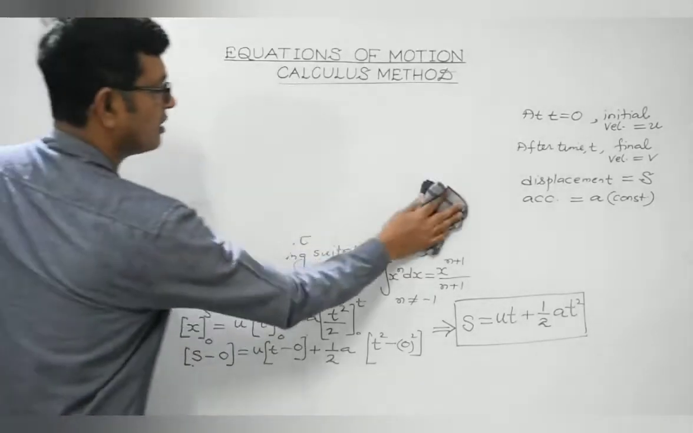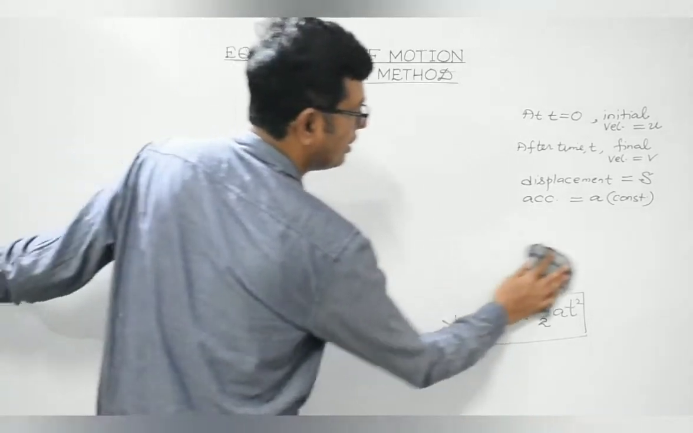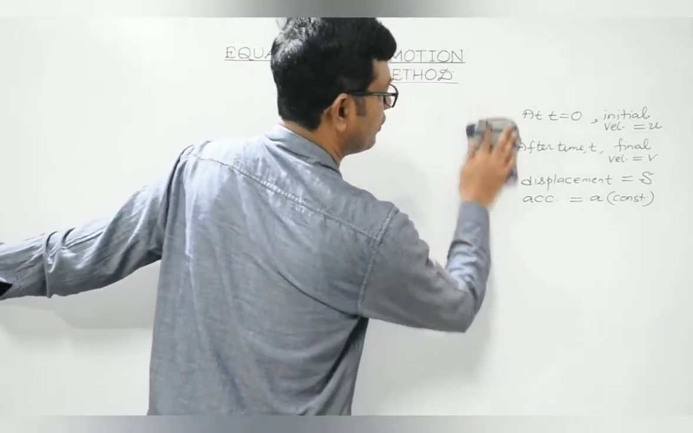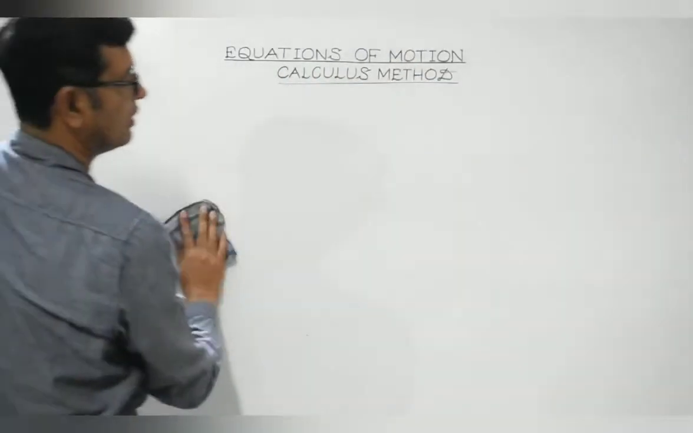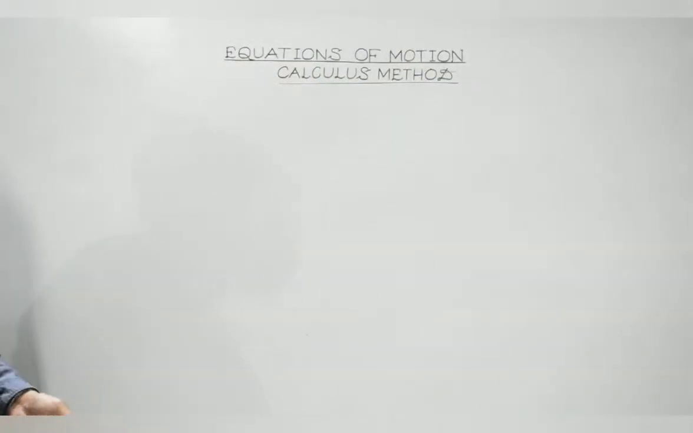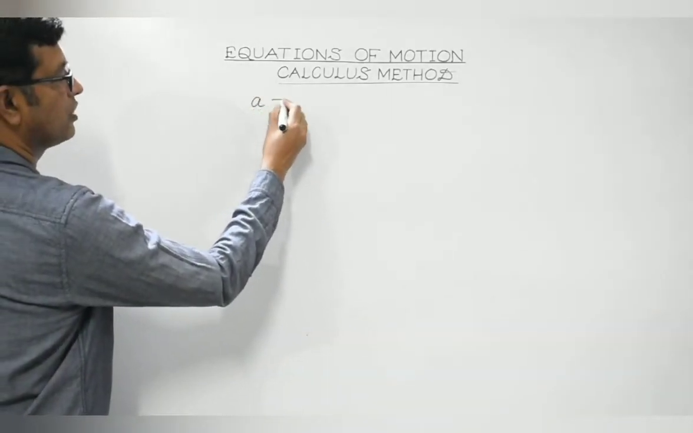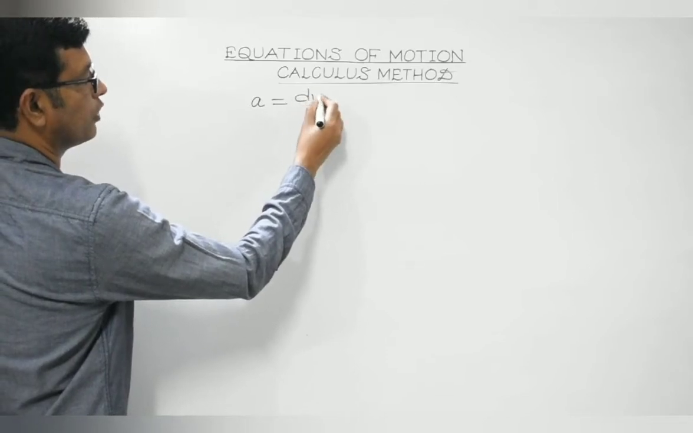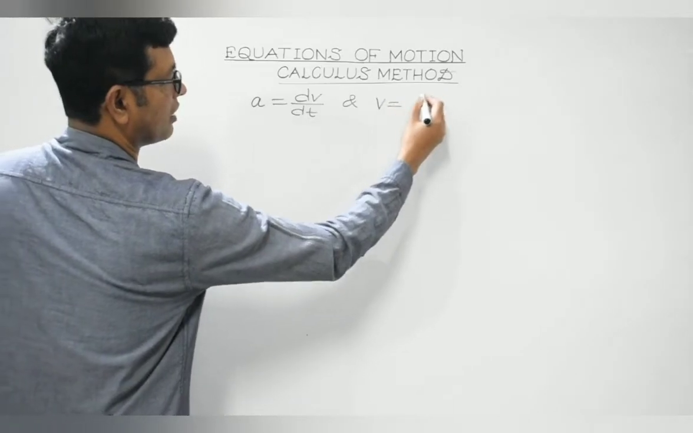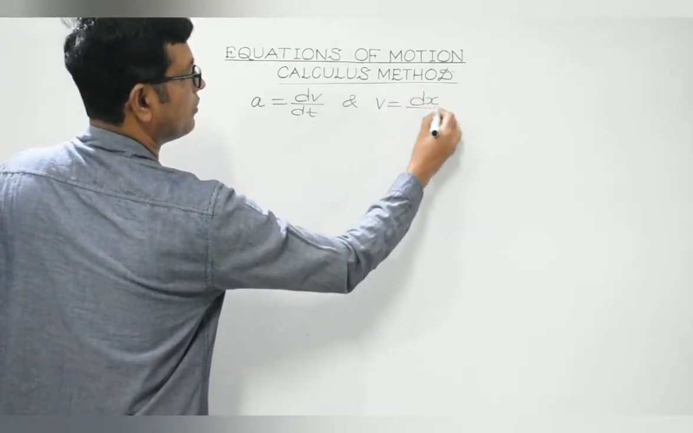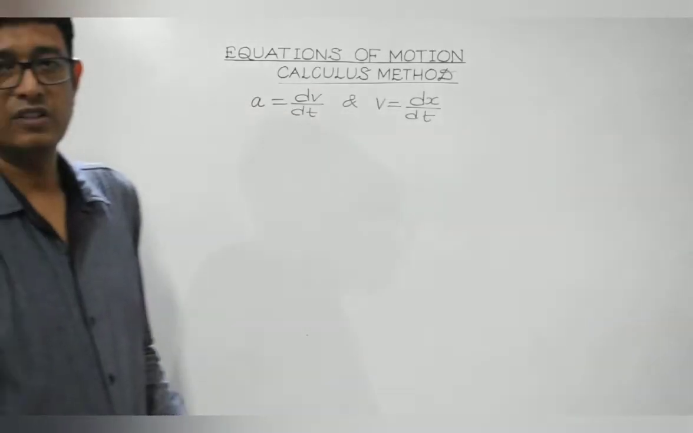Here we are again supposed to make use of instantaneous acceleration, which is given by the differential coefficient of velocity with respect to time, as well as instantaneous velocity, which is given by the differential coefficient of displacement with respect to time. So we will make use of both these equations, right?